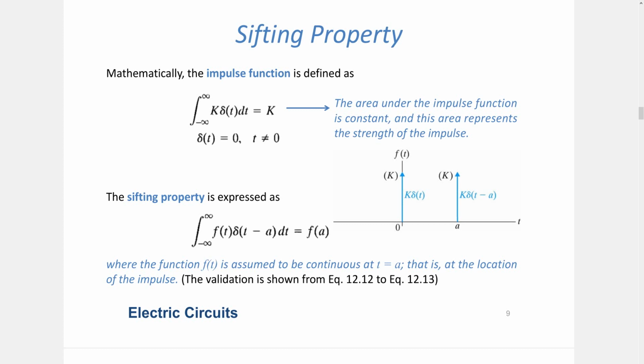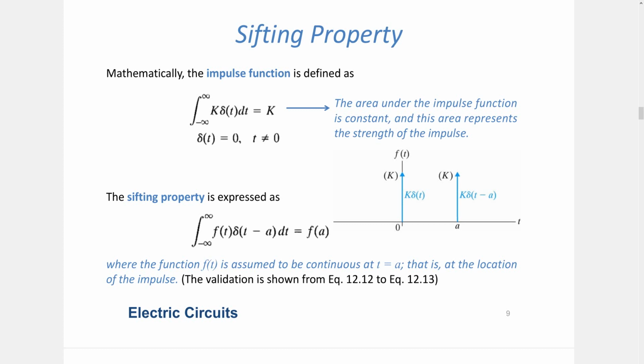the validity of this follows the fact that delta(t minus a) will be zero everywhere except at the t equals a point. So the integral can be written in this case in such a way that the value of the function at that particular point will represent the value of the integral.